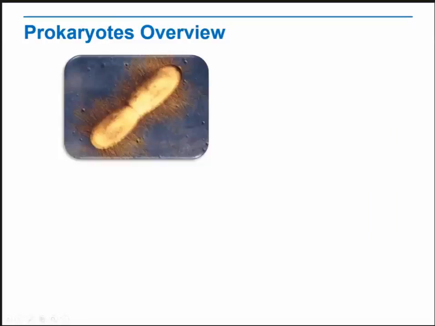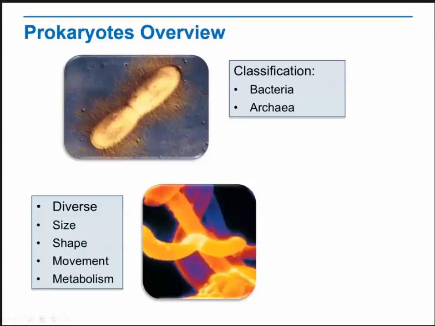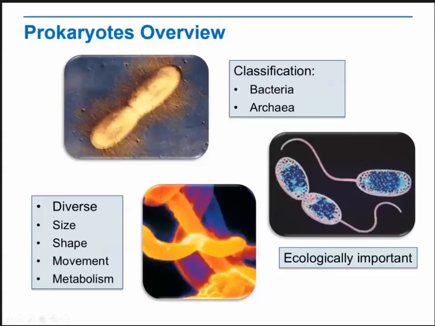Let's review the key points of this lesson. Prokaryotes are classified as bacteria or archaea, two of the three domains of life. Prokaryotes vary in size and shape, in the way they move, and in the way they obtain and release energy. Prokaryotes are essential in maintaining every aspect of the ecological balance of the living world. In addition, some species have specific uses in human industry.